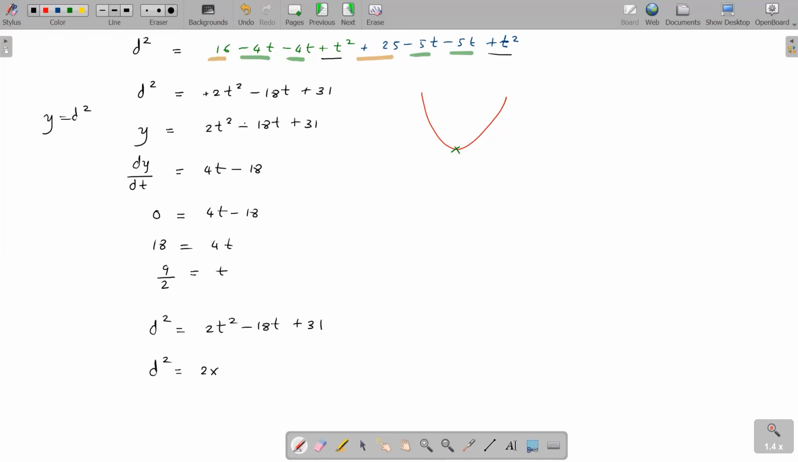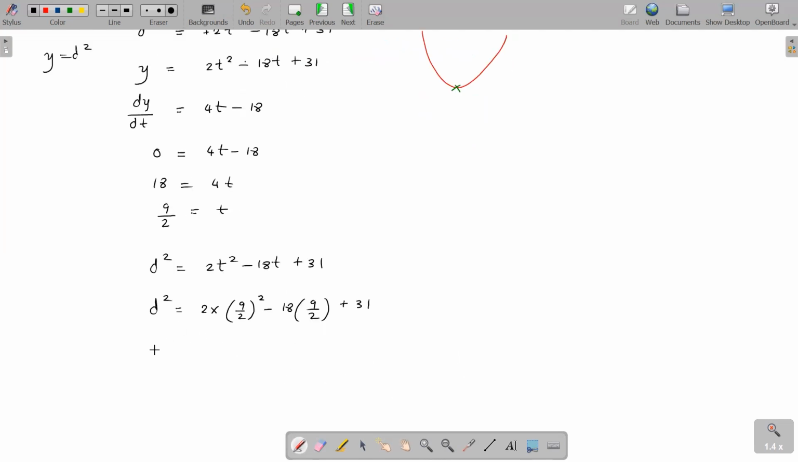2 into t square is 9/2 square. Minus 18 into t is 9/2, plus 31. How much is it? How much is the distance square value? How much? Yeah, I want the value here.